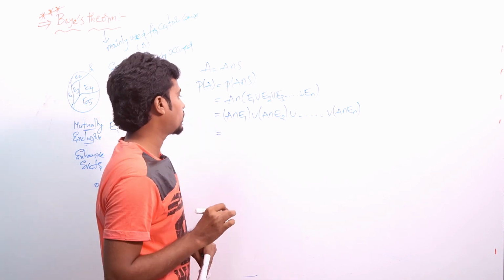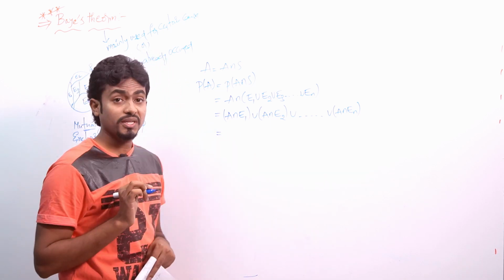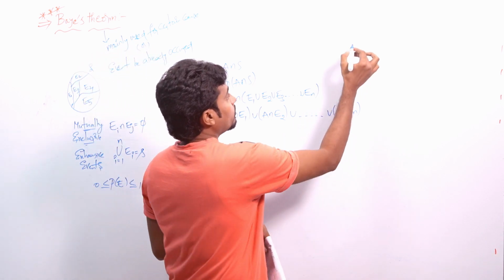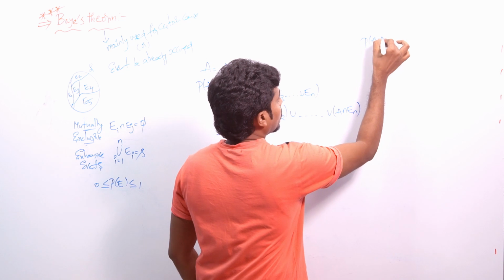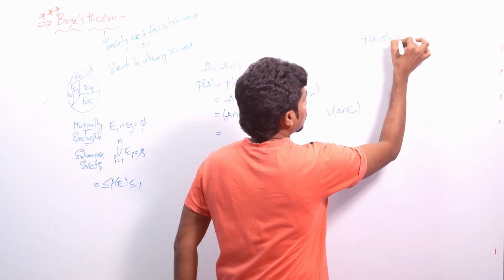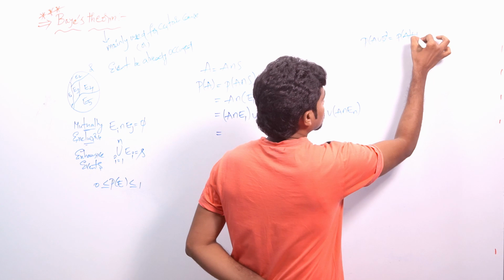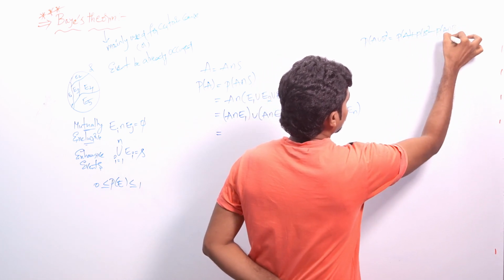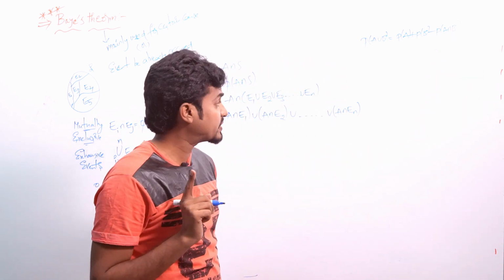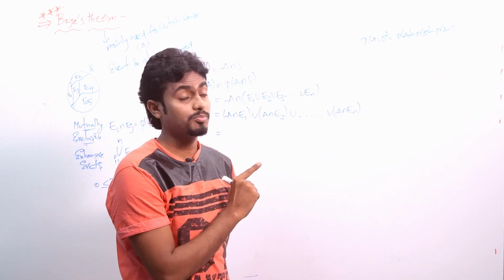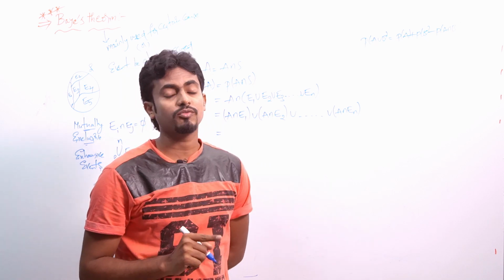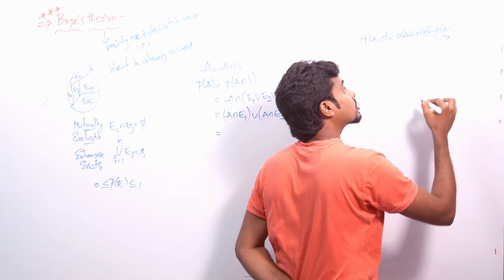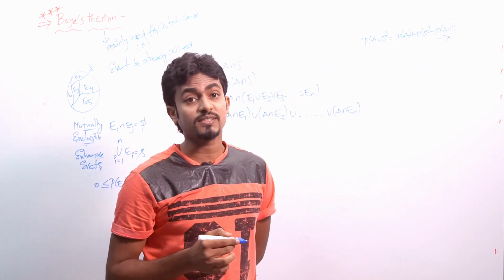So here, from the mutually exclusive events, you already know the P of A union B formula: P of A plus P of B minus P of A intersection B. Since this Bayes theorem deals with disjoint events, if you consider disjoint events, you can't consider P of A intersection B. You have to neglect that P of A intersection B.